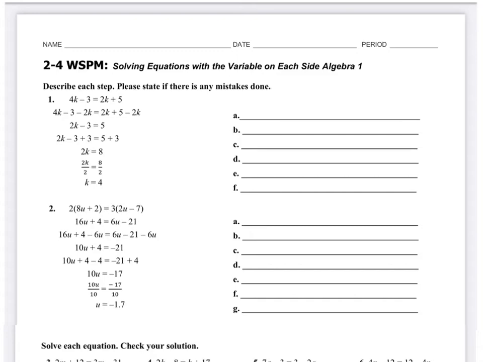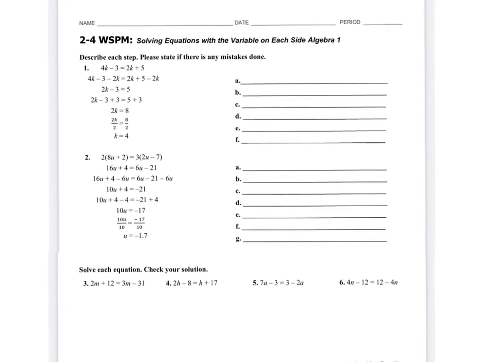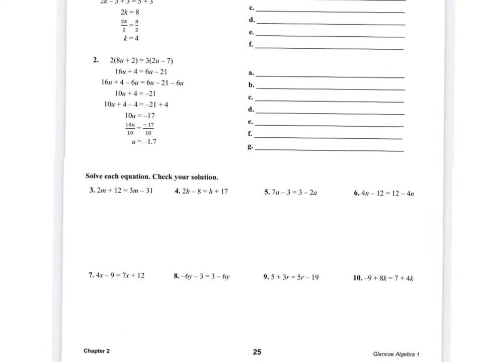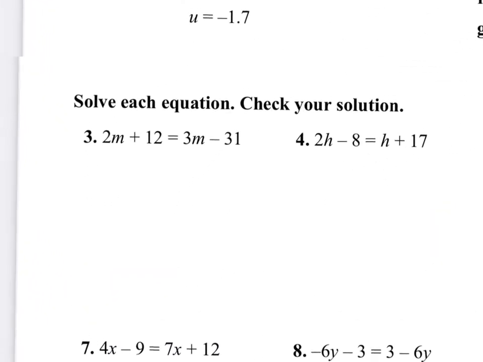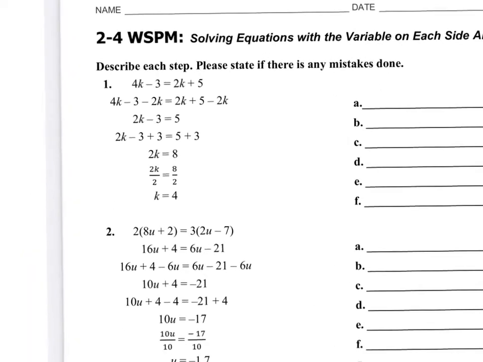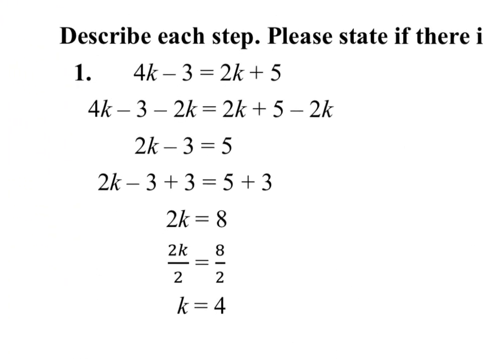Okay guys, here's a quick video on wspm 2.4, which is solving equations with variables on both sides. I'm going to do the odd ones on this video, and by the way, you could skip the first two. I mean, it says describe each step. If you wanted to go through it, you could, I guess. Like, what's the first thing?